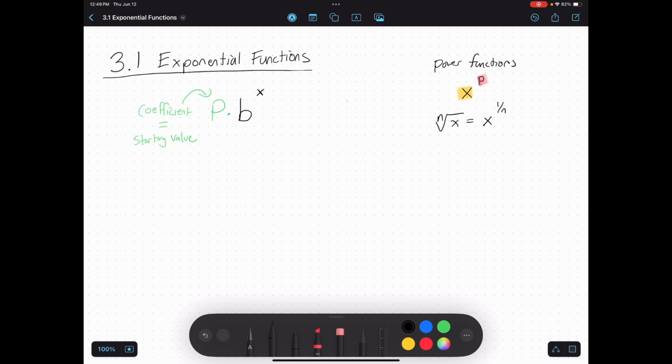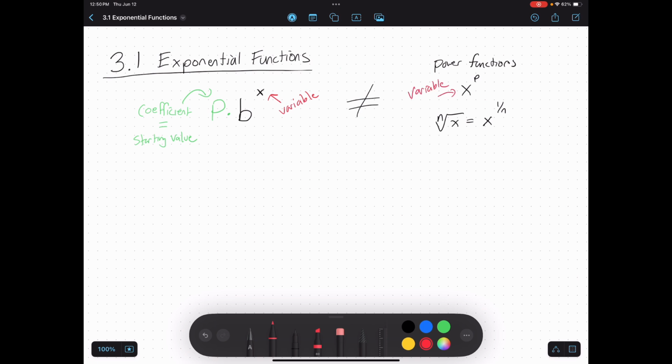So hopefully we can see the difference between these two things because they are not the same type of functions. And we're going to see that as we get into derivatives. They have different derivative rules because they're very different functions. They look similar, but they're fundamentally different because of where the variable is. With an exponential function, the variable is in the exponent, and with a power function, the variable is the base.